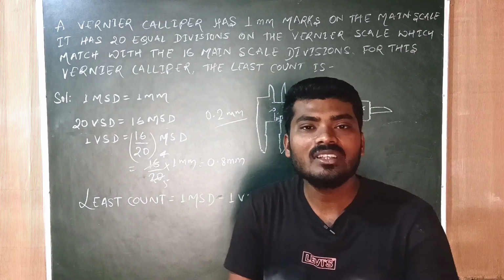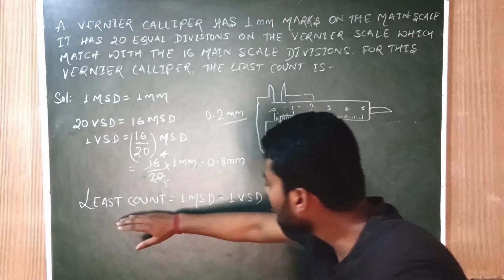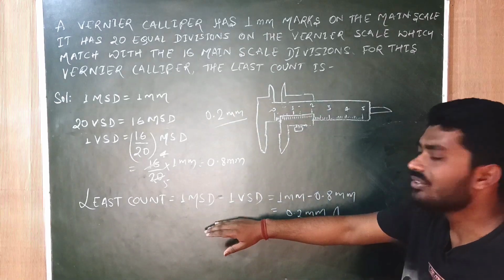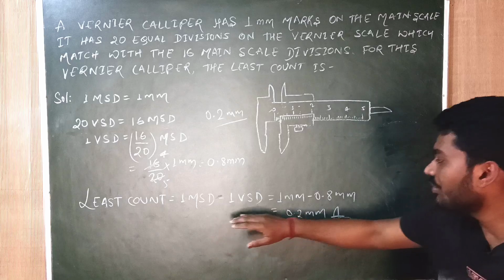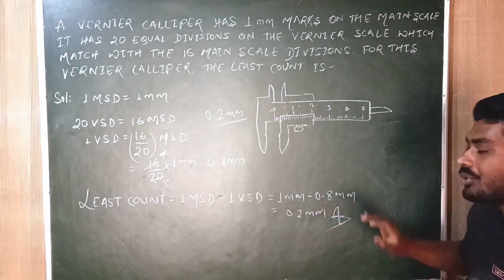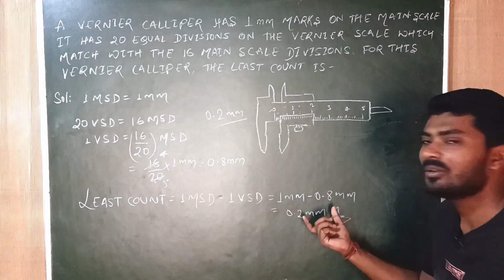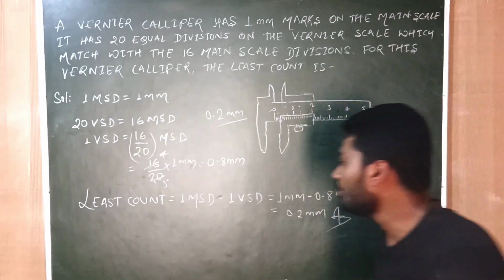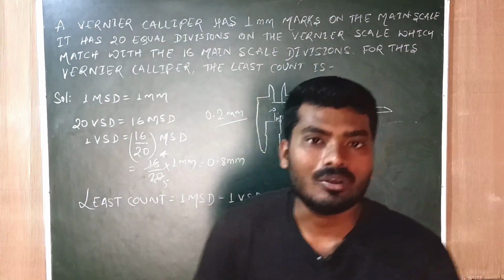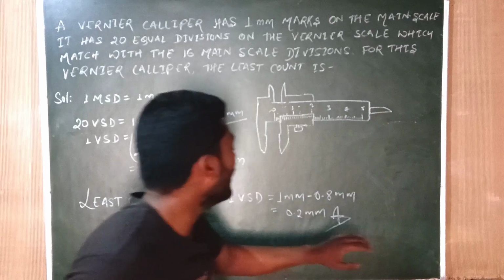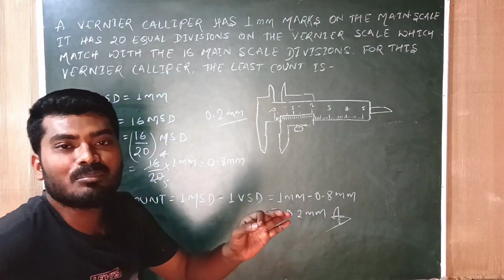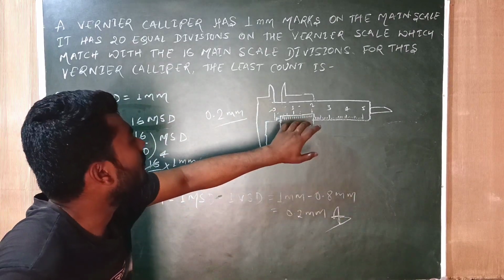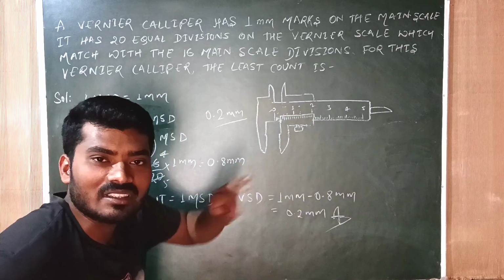Now we have to calculate the least count. So least count equals one main scale division minus one vernier scale division, which is equal to 1 millimeter minus 0.8 millimeter. Calculating this, we get 0.2 millimeter. Hence the least count of this vernier caliper is 0.2 millimeter, and it depends on the total number of divisions present on the vernier scale.